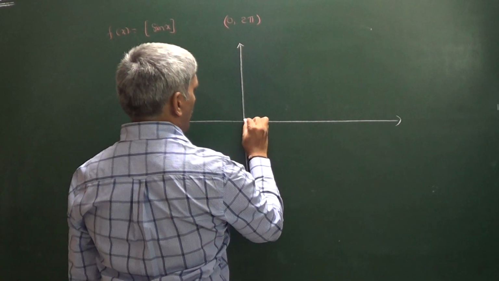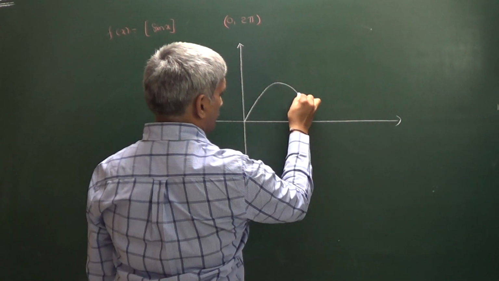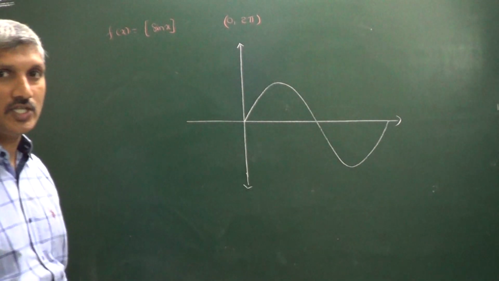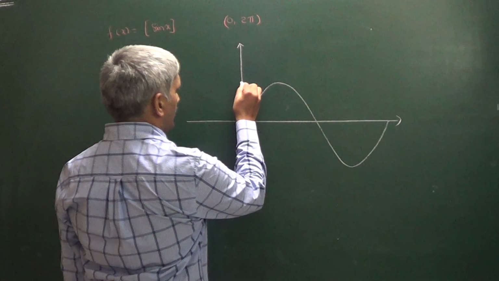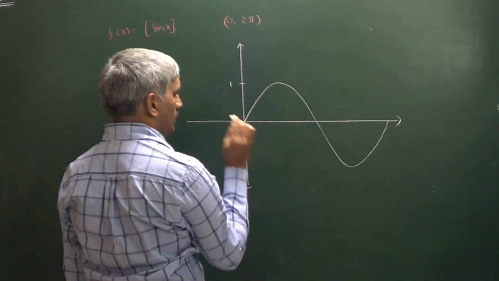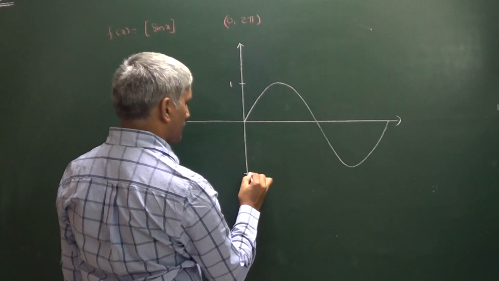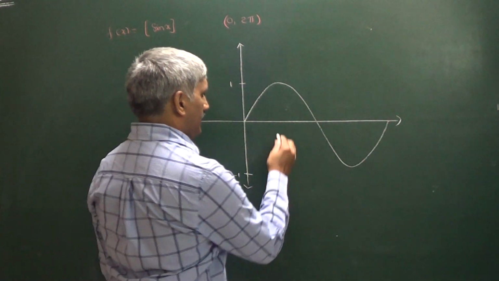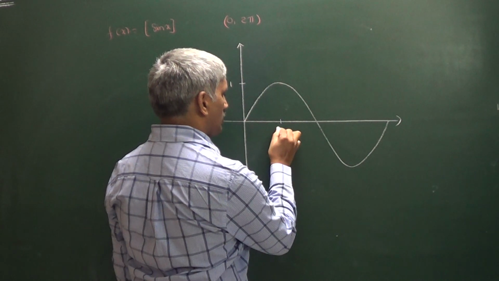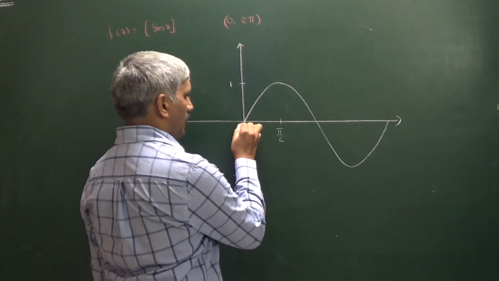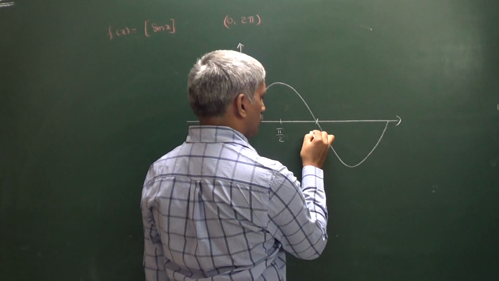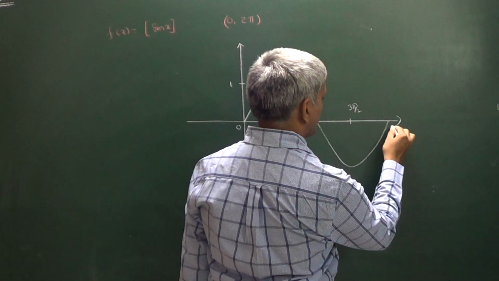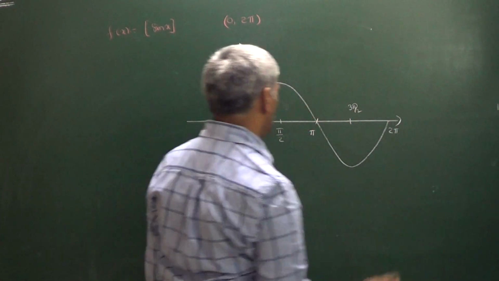So 0 to 2 pi, I am drawing the graph of sin x. That is the graph of sin x in the interval 0 to 2 pi. It has a maximum value 1 and the minimum value minus 1. You know sin x maximum and minimum values. At pi by 2 you will get the maximum value 1, and again at pi you will get 0, and at 3 pi by 2 we are getting minus 1. Next, again at 2 pi we are getting 0.